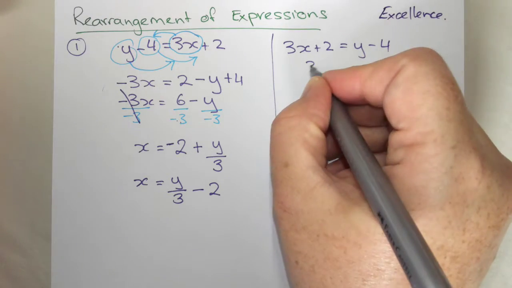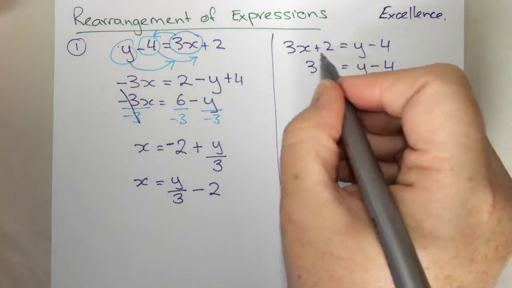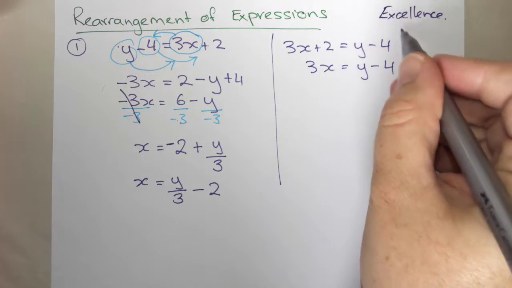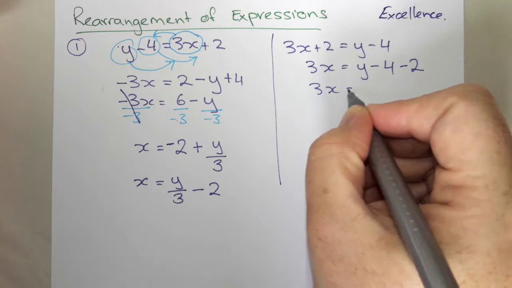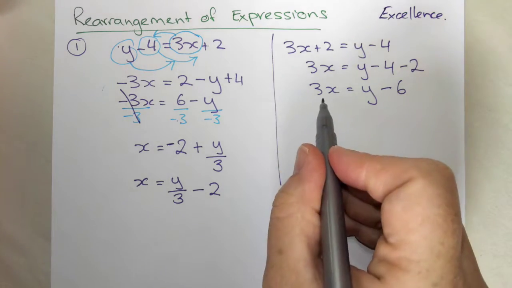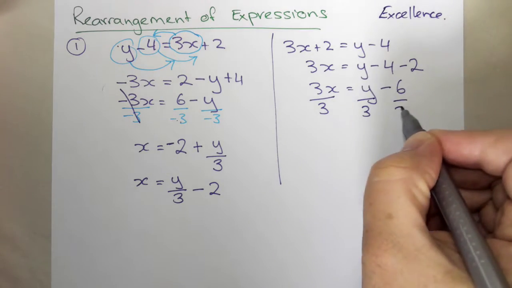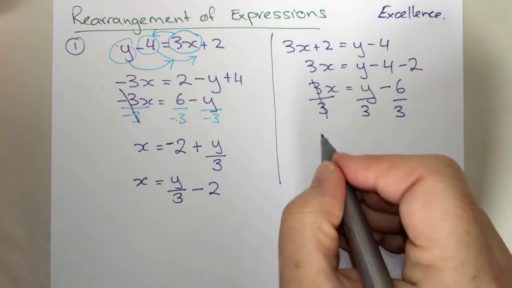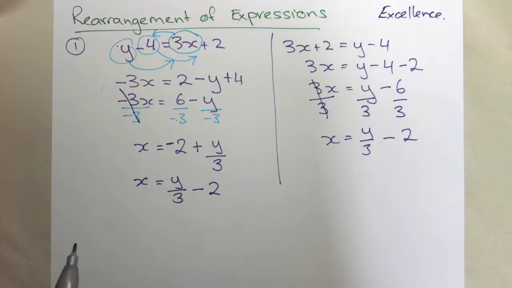Now I can do the same thing. 3x equals, leave the y minus 4 alone, and that plus 2 needs to move across, and it's going to become minus 2. So 3x is equal to y take away 6. Now I want to get rid of the 3 in front, so I can divide all of the pieces by 3, and so I'm going to be left with x equals y over 3 minus 2.